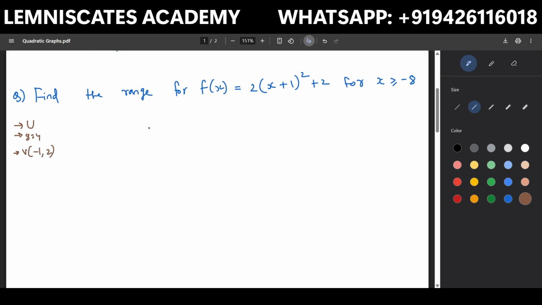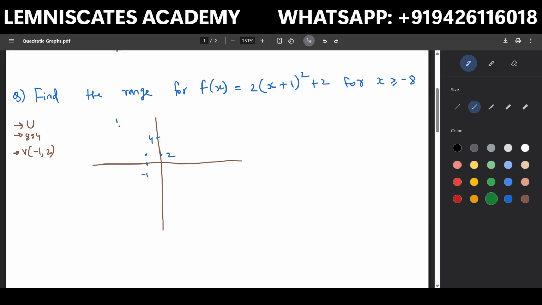Now let me create a quick axis. I'll mark certain points on my graph. 4 is maybe somewhere over here. My minus 1 is over here, 2 is over here. So of course this is my vertex point. And if I have to sketch my graph, it's a U-shaped parabola which is going to look something like this.